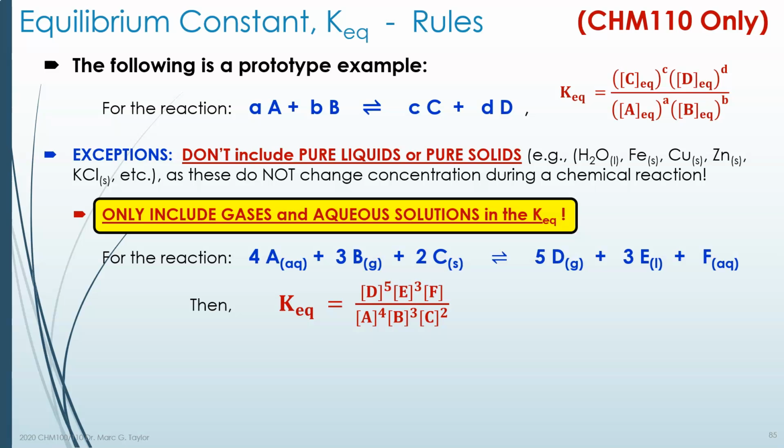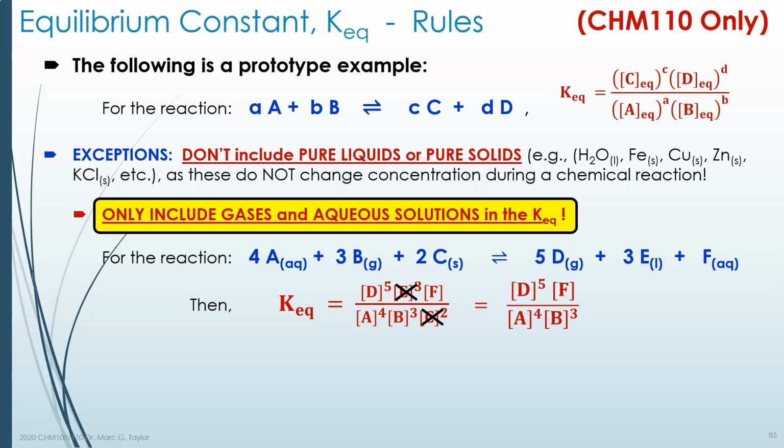But remember, we don't include pure solids and pure liquids. And C is a pure solid, it's not dissolved, and E is a pure liquid, it is not dissolved. So we cross those out. We just don't even include those in our expression. And we end up with our final expression. And you'll notice I didn't bother writing the EQ to represent that these are concentrations at equilibrium. Just assume that unless somebody says otherwise in the question. So that's our KEQ for this.